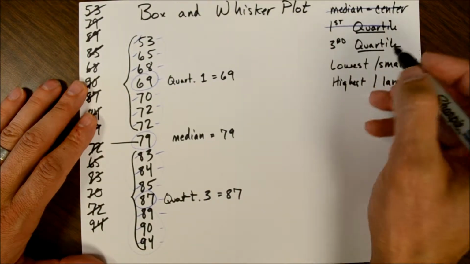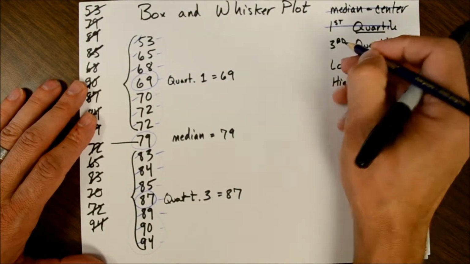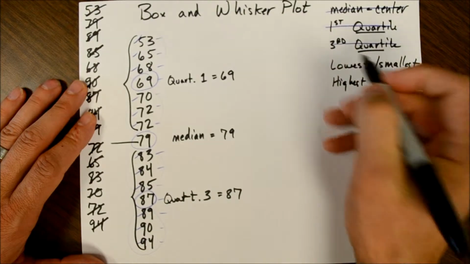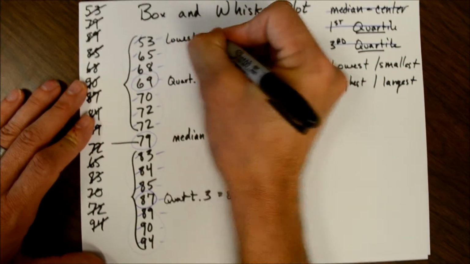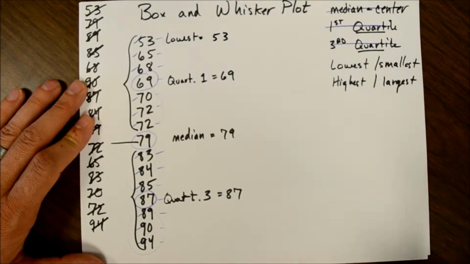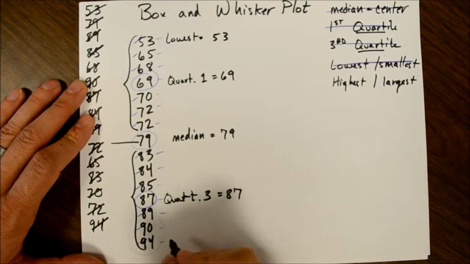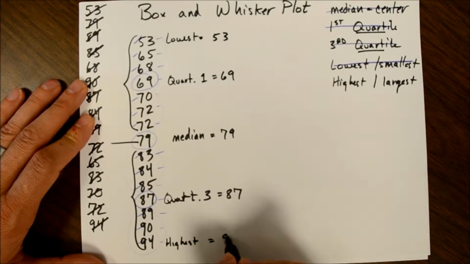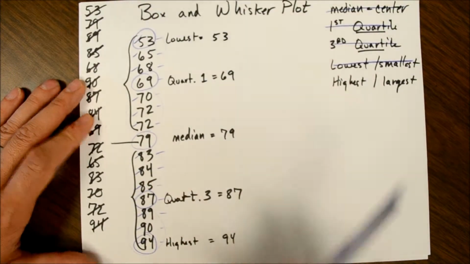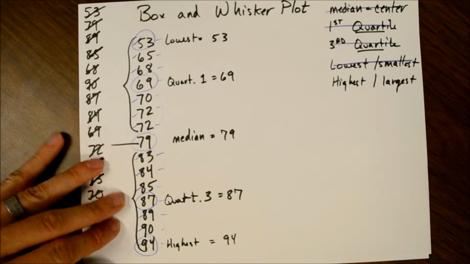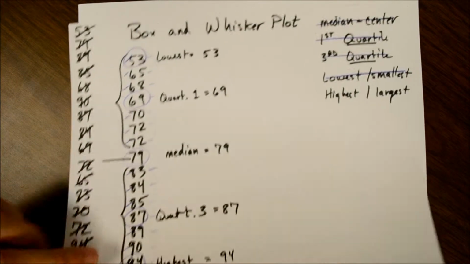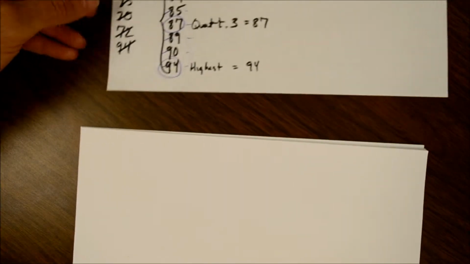Now let's look at, since we've found this one, now let's look at the lowest number. Oh, that's easy. And the highest number. There. And we found the 5 pieces of data we need in order to create our box plot. Let's show you how to use them.